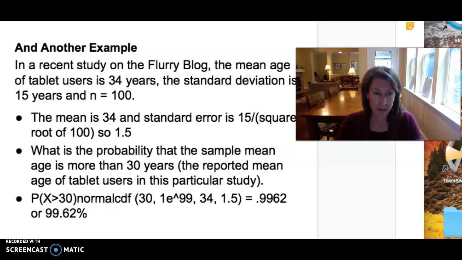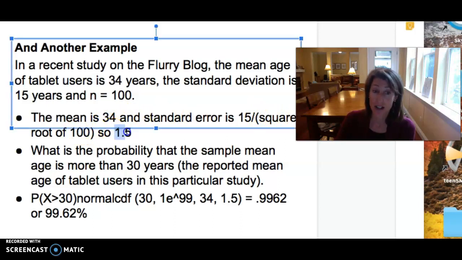Okay, another example. In a recent study on the Flurry blog, the mean age of tablet or iPad users is 34 years, and the standard deviation is 15 years. The n, the sample size, is 100. Okay, so let's go ahead and use the Central Limit Theorem. The mean is still going to be 34 years. We just need to calculate the standard error. So that would be taking the standard deviation, which is 15, and dividing it by the square root of n, which is 100, so that'd be 10. So our standard error is now 1.5.